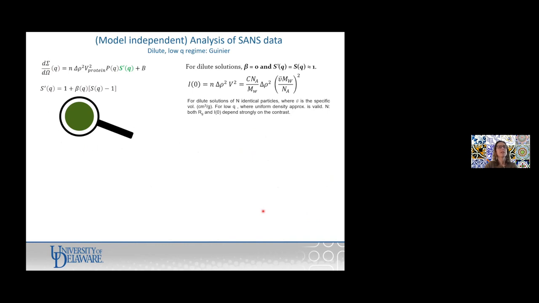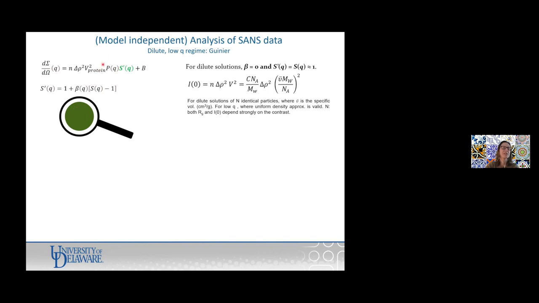Okay, so let's look at how we analyze our SANS data. Let's assume we have our SANS data and we have as good data as we could get. If we're in the dilute low Q regime, so basically we're in the regime where we're looking at sizes that are larger than the size of your molecule, let's say your molecule again is this deceivingly perfect sphere that you have there.